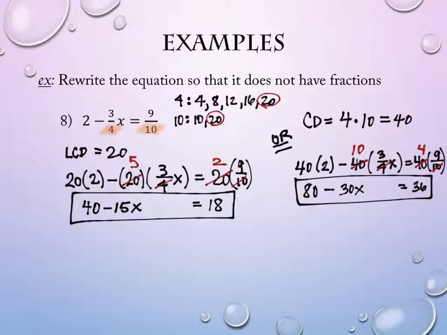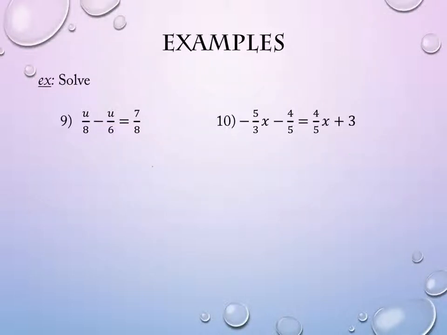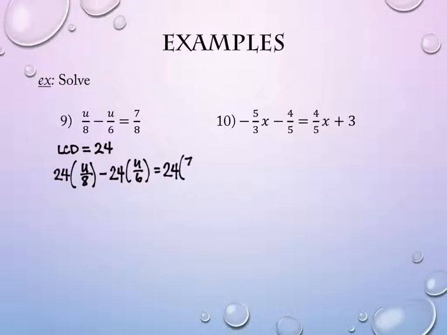Okay, let me show you why that's useful. So we're going to do the least common denominator approach just because for me that works with smaller numbers and I like that. If you were thinking about the multiples of 8 and the multiples of 6, what's the first multiple that they have in common? 24, is it? Yep. And I can multiply each of my terms by 24. So 24 times u over 8 minus 24 times u over 6 equals 24 times 7 over 8.